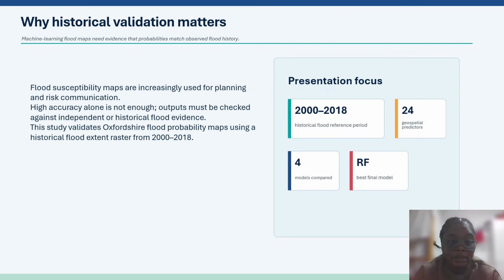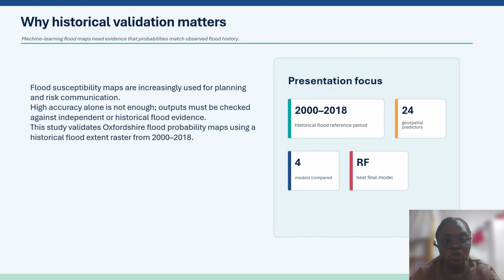So my next slide is talking about why historical validation matters. Having a flood susceptibility map alone is not sufficient. Although flood susceptibility maps tend to support planning, disaster management, and risk communication, a high accuracy model alone is not sufficient. It is equally important to verify whether these predicted flood-prone areas correspond to the locations that have actually experienced flooding.